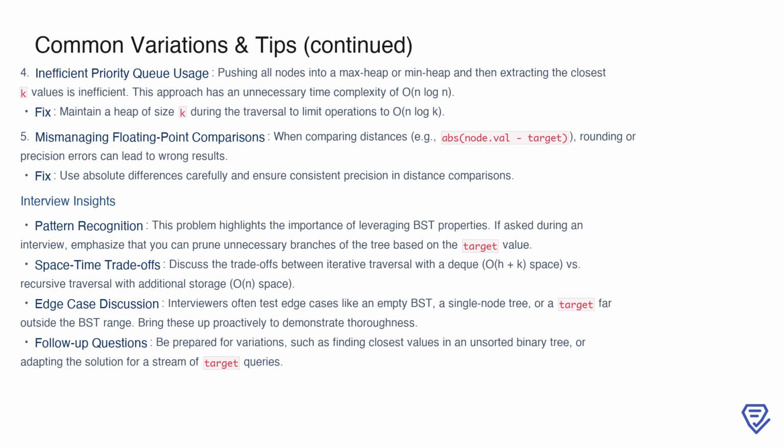Beyond specific mistakes, this problem is a great opportunity to highlight transferable skills in an interview setting. First, it showcases the importance of recognizing patterns in tree problems and leveraging BST properties to prune unnecessary branches. Second, you can discuss the space-time trade-offs between iterative traversal with a deque, which uses O(h + k) space, versus recursive traversal with additional storage, which can consume O(n) space. Interviewers may also test your handling of edge cases, so be ready to discuss scenarios like an empty tree, a single-node tree, or a target far outside the BST range.